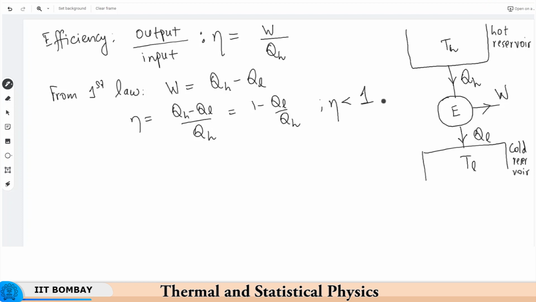But we want to write it in a more useful way, right. So, right now this expression of eta is in terms of heats, and heats are a little bit complicated quantities to make sense of. So, we want to express this efficiency in terms of some state variable, right. So, let us do that.